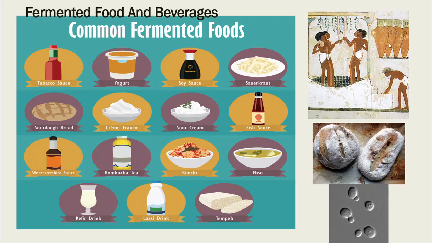Fermented foods and beverages, and yes, that is ancient Egypt. Tabasco sauce, sourdough bread, Worcestershire sauce, kefir, lassi, tempeh, I have no idea what those are. Kombucha tea, kimchi I've heard of. Miso soup is really good. Fish sauce, not so crazy about it. Creme fraiche and sour cream. Good old sauerkraut, soy sauce, yogurt. All of these things are fermented with the aid of microbes.